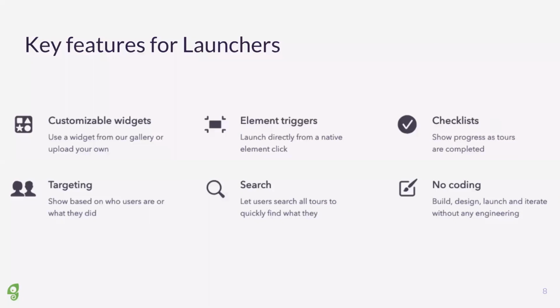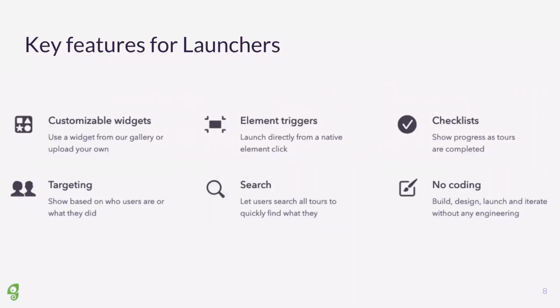Some functionality that might help you think about what's possible with this. So one key thing is that you can customize the widgets. That means you can add your own logo, you can change the styling, and actually you can also, rather than require a widget, launch the menu directly from a click on a native element. Again, all of this is without requiring any code, but you can basically select an element on your page that if a user clicks that element, it will open that menu, their launcher, where you can take a product tour. We have checklists, as you've seen, so you can show progress and you can add that to any launcher.